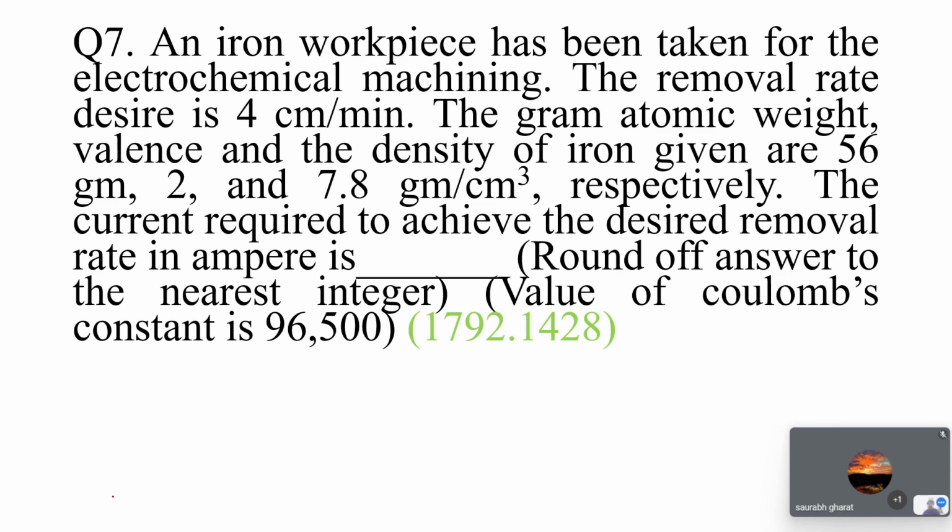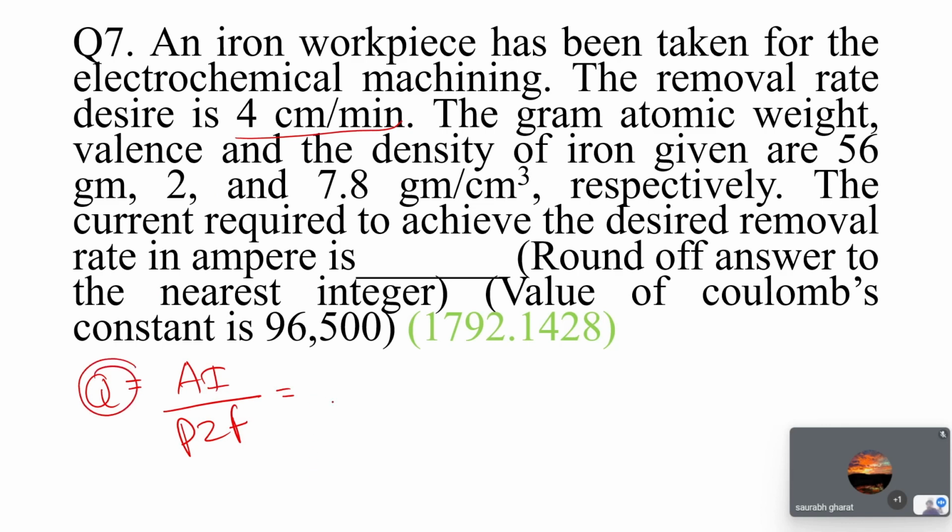An iron workpiece has been taken for electrochemical machining. The removal rate is 4 cubic centimeters per minute. The gram atomic weight, valence and density of iron are 56 grams, 2 and 7.8 grams per cubic centimeter. The current required to achieve the desired removal rate in amperes is? So we know what Q is here. I solved this problem in a previous exam. Q is equal to A I into F, where F is the Faraday constant.